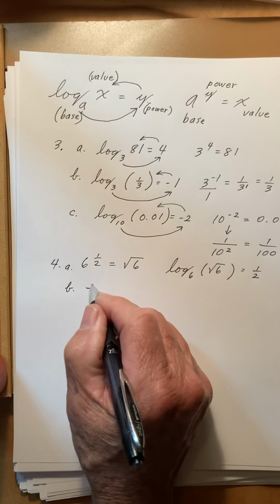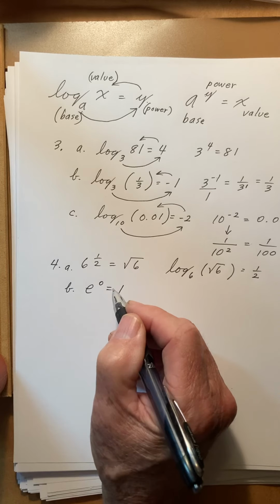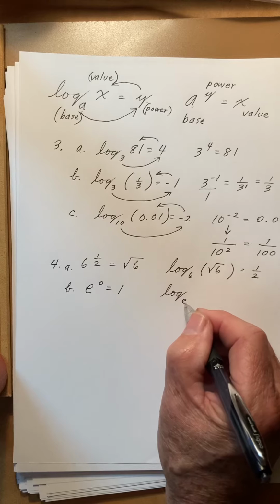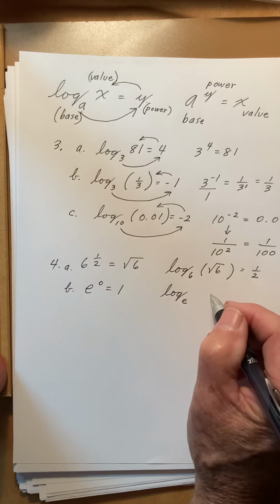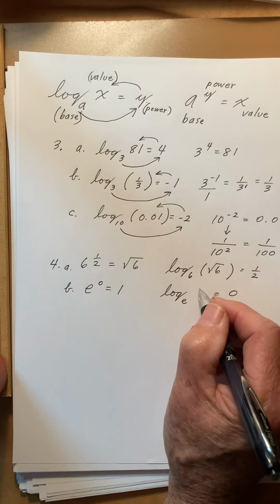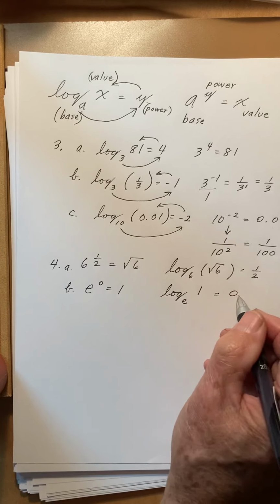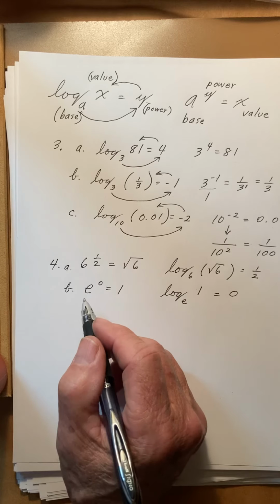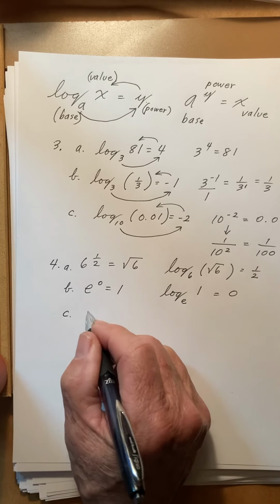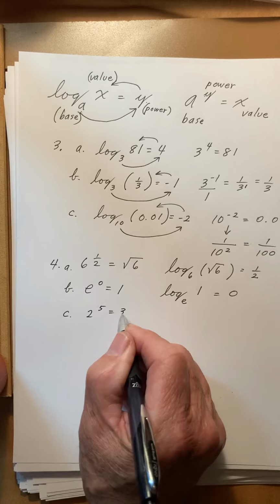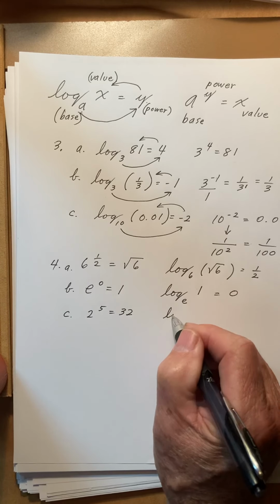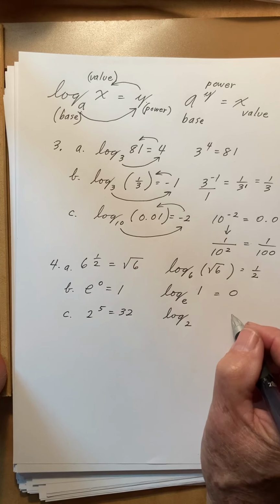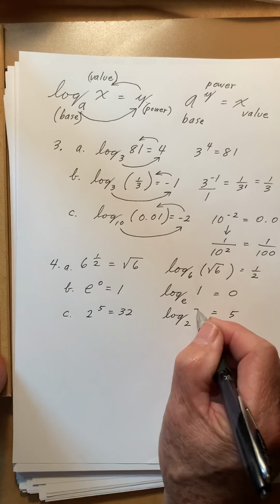Part B, e to the 0 equals 1. Log, the base is e, the power is 0, so that goes out here, and the value is 1. E to the 0 equals 1. And in fact, anything to the 0 power equals 1, of course. 2 to the 5th equals 32. So it's the log, the base is 2, the power is 5, and the value is 32.